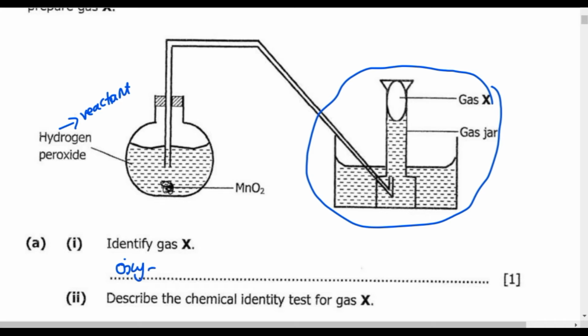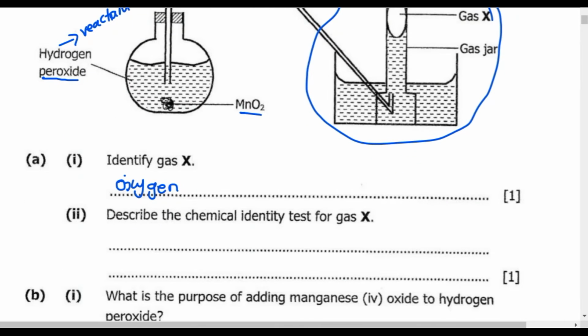Why do we say oxygen? Because oxygen can be prepared by using the decomposition of hydrogen peroxide. So whenever you see hydrogen peroxide in the presence of manganese(IV) oxide, then the gas produced is oxygen. Now move on to Roman number 2. Describe the chemical test for gas X. So how can you know the gas produced is oxygen? So we'll say it relights a glowing splint.